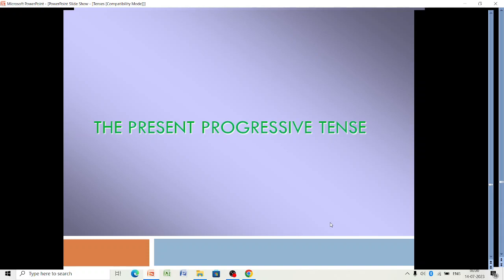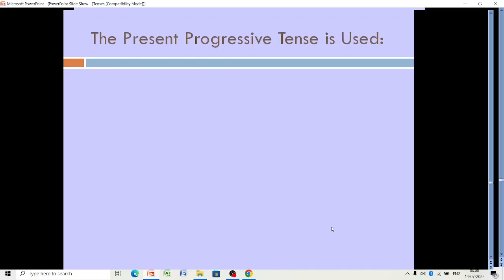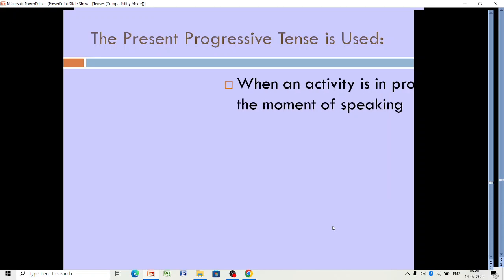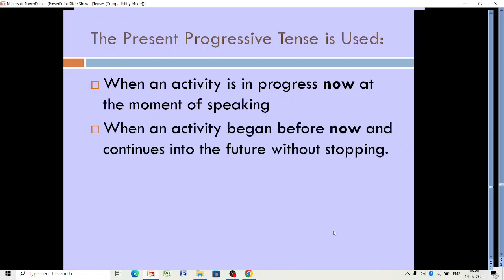The present progressive tense, which we also call the present continuous tense. The progressive is continuous in nature, sometimes called the present continuous tense. The present progressive tense is used when an activity is in progress now, at the moment of speaking. At the time of speaking, when the action is going on, we can use present progressive, present continuous.